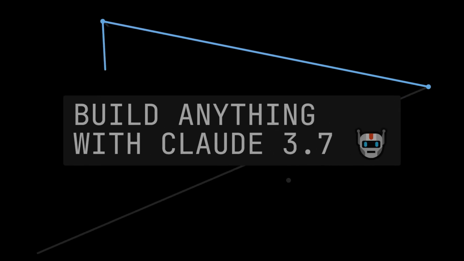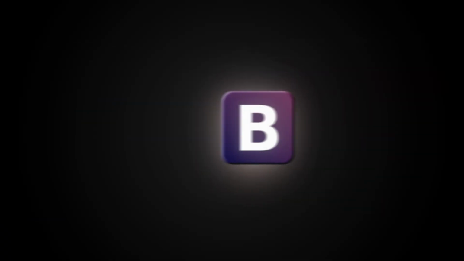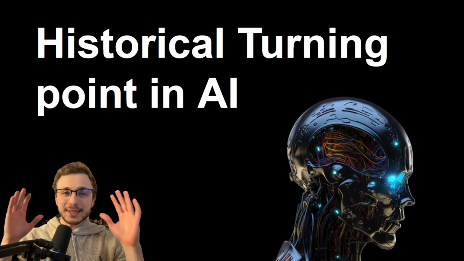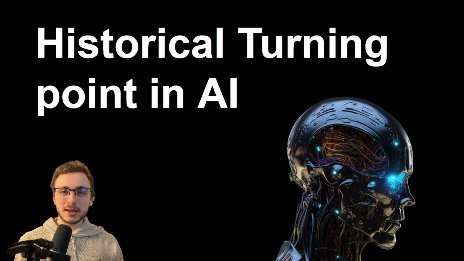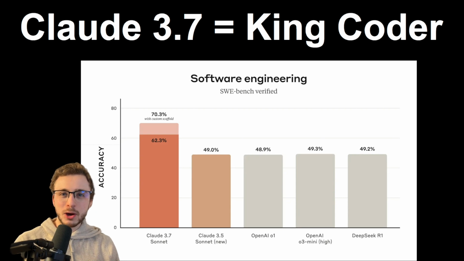Here's how to build anything with Claude 3.7, the brand new model from Anthropic AI, even if you have no coding experience. This is a historical turning point in AI because this new model wipes the floor with OpenAI and DeepSeek. As you can see from these insane benchmarks, Claude is now the best model in the world for code.